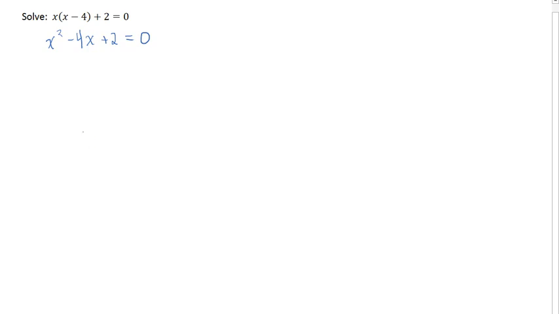We could try to factor this. It doesn't factor, so instead let's apply the quadratic formula. So I'll apply the quadratic formula with a equal to 1, b equal to negative 4, and c equal to 2.